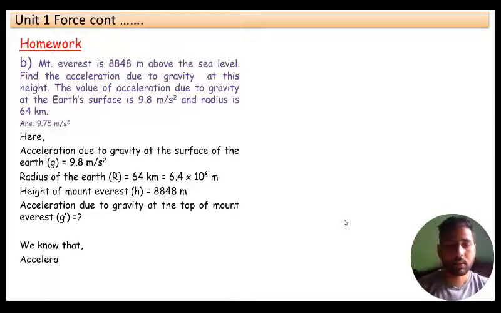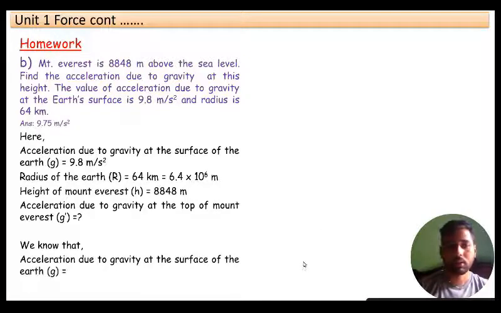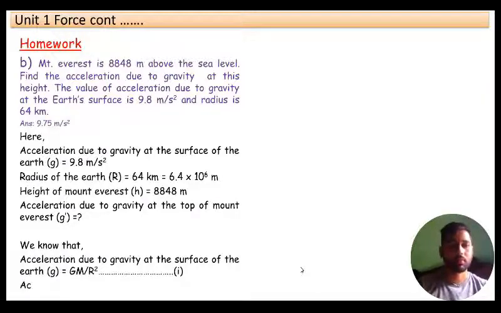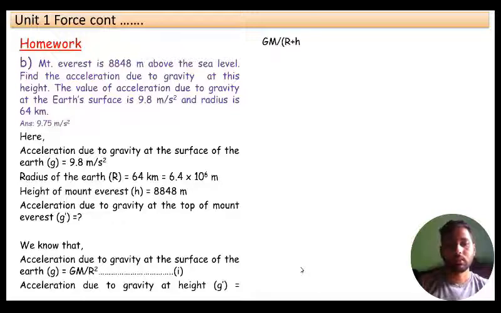Okay, we know that acceleration due to gravity at Earth's surface, g, is equal to capital G capital M by R square. That is the formula to calculate acceleration due to gravity at the surface of the Earth. Again, acceleration due to gravity at height h, g prime, is equal to capital G capital M by R plus H whole square.